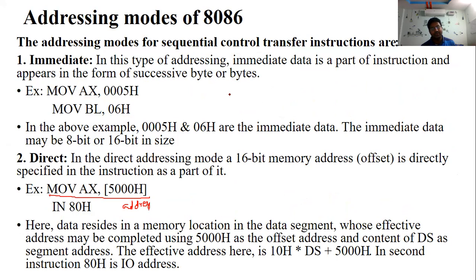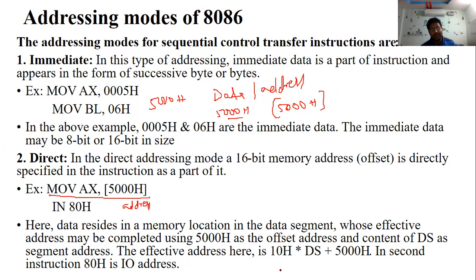Remember, the microprocessor doesn't understand whether it is data or address because both are the same values. Data is also 5000H. Address is also 5000H. How to identify? You simply put it in brackets. Then only the microprocessor understands that it is an address. Otherwise, it is data. So this is the address value.